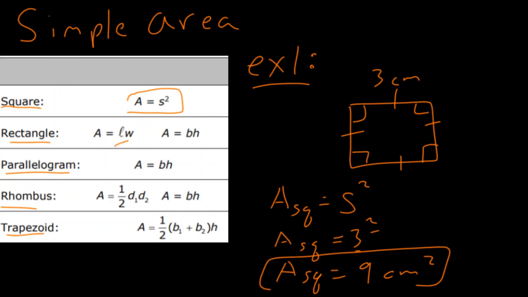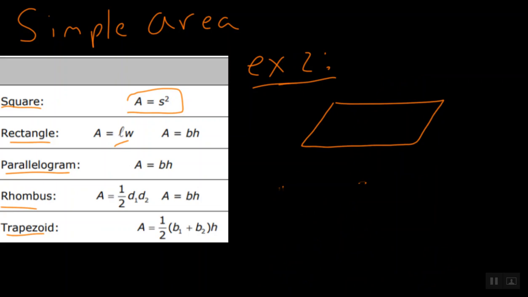A rectangle is the length times the width. But let's go to a parallelogram. Okay, what makes a parallelogram a parallelogram? Well, the opposite sides are congruent, okay? And you'll also notice that the opposite sides are parallel. That's why we call it a parallelogram. So, what do we know about these?